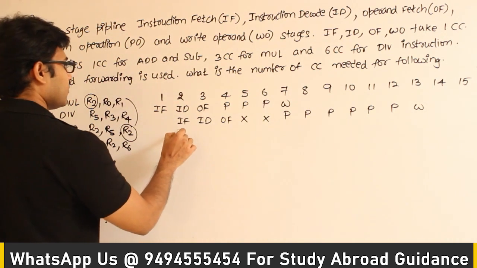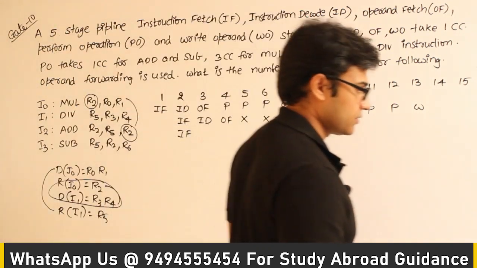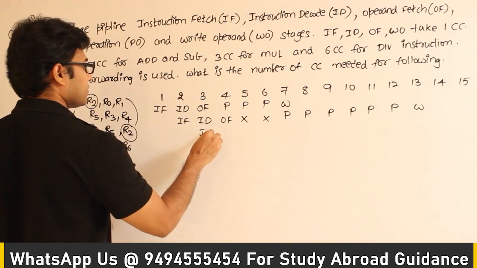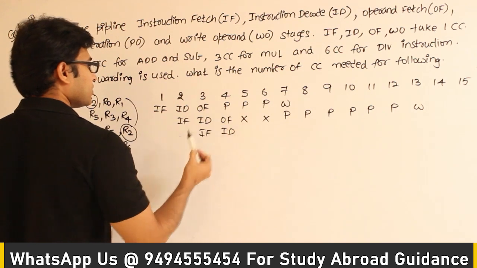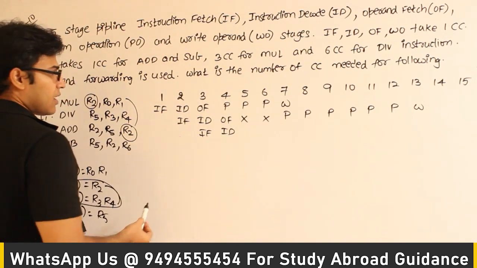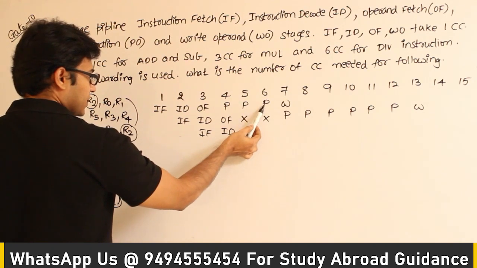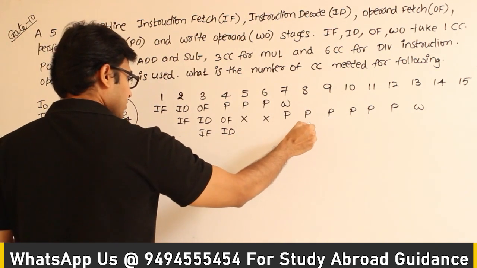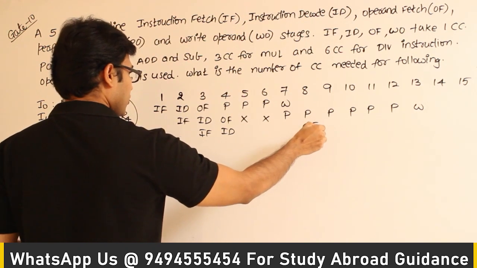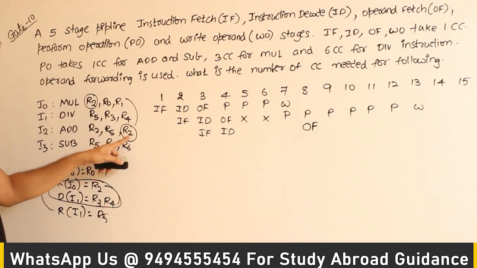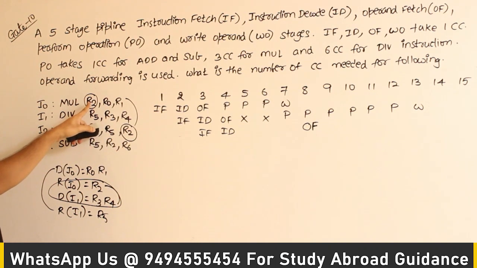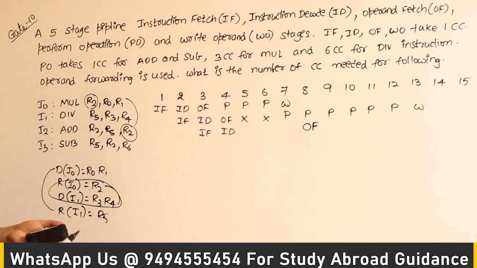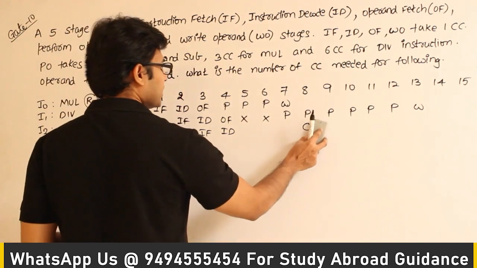So I2 can fetch the instruction, I2 can decode the instruction, but it cannot fetch the operand until I1 performs the write back, which means ideally you are supposed to start operand fetch at this point, because you are supposed to fetch the value of R2, which is going to be written by I0 and is going to be available only after the write back stage. But then since operand forwarding is provided, you need not wait till that point.